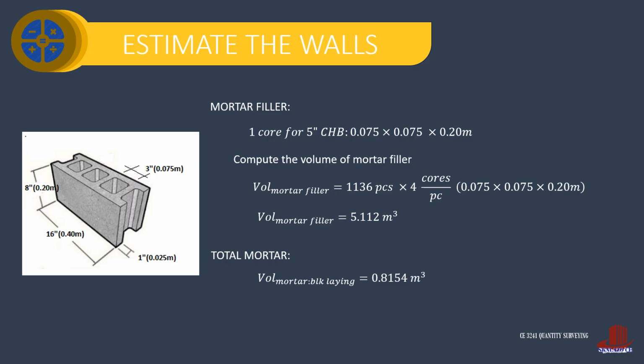Thus, the mortar required for the walls are 0.8154 cubic meters for block laying and 5.112 for filler, giving a total of 5.9274 cubic meters.